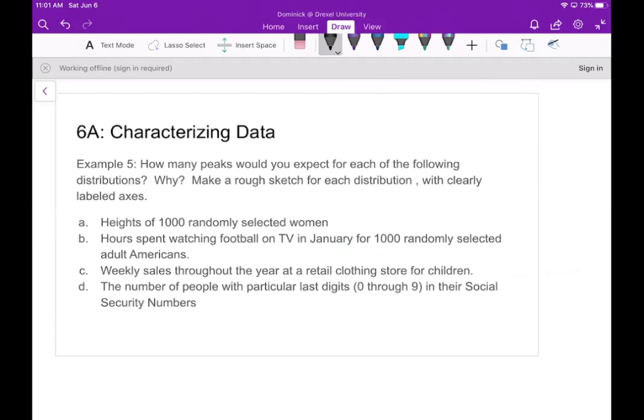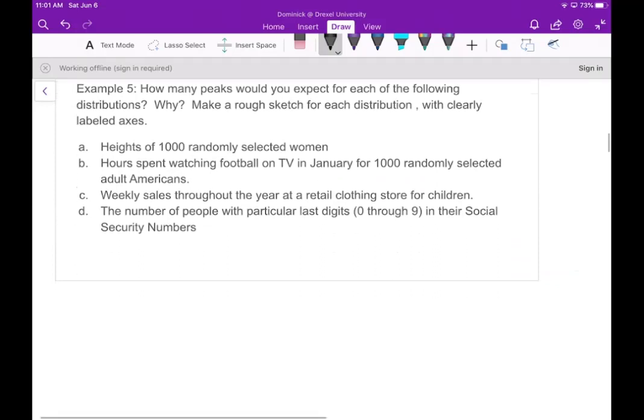Okay, so in this next example, we're going to talk about how many peaks you would expect for each of the following distributions. We'll talk about why, and we'll make a rough sketch for each distribution. Now for part A, we have the heights of 1,000 randomly selected women.